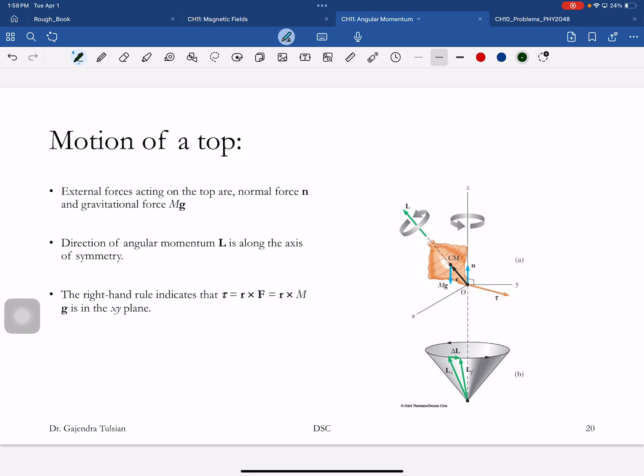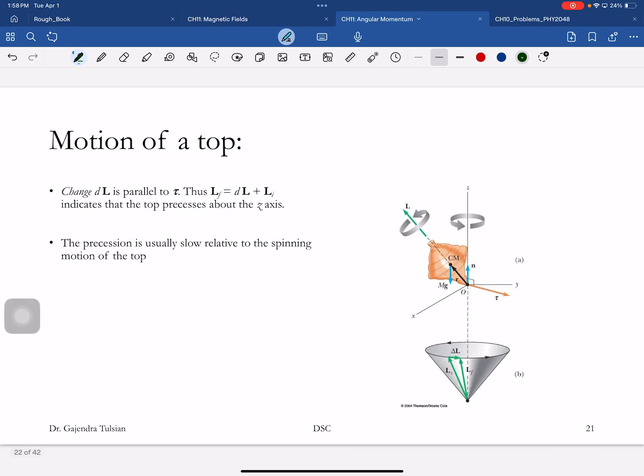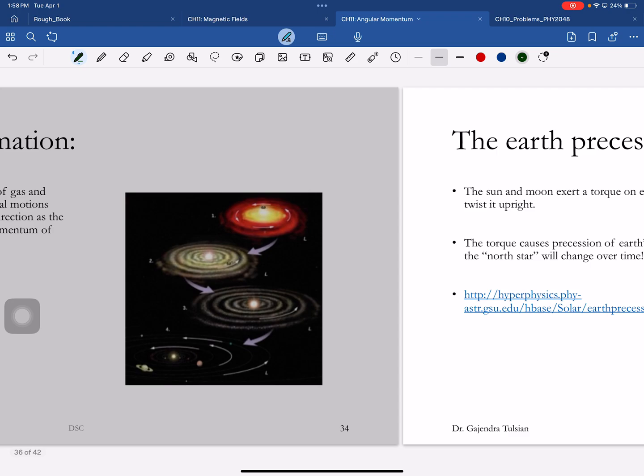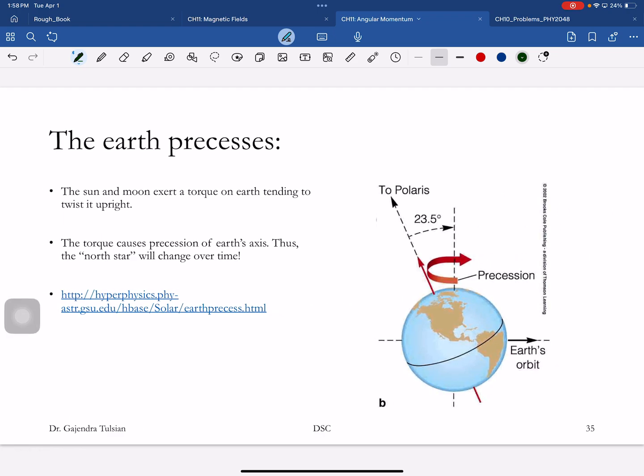The Earth is spinning. It's a spinning top. And the gravity of the moon and the sun is trying to topple the Earth this way. There's a torque acting on the Earth. If it was a perfect sphere, that would not be true. So the Earth's axis is precessing. How do we know the Earth's axis is precessing?